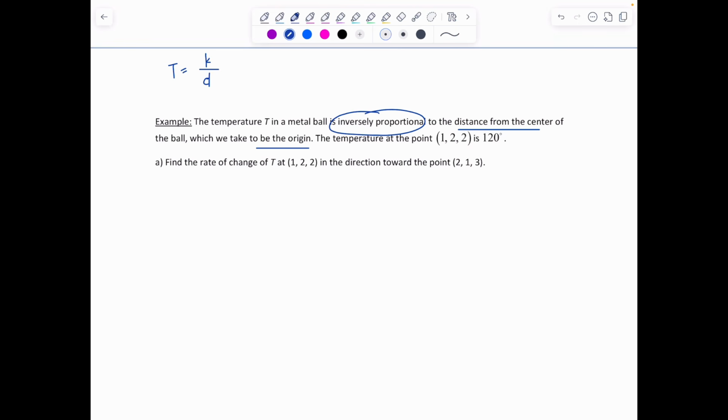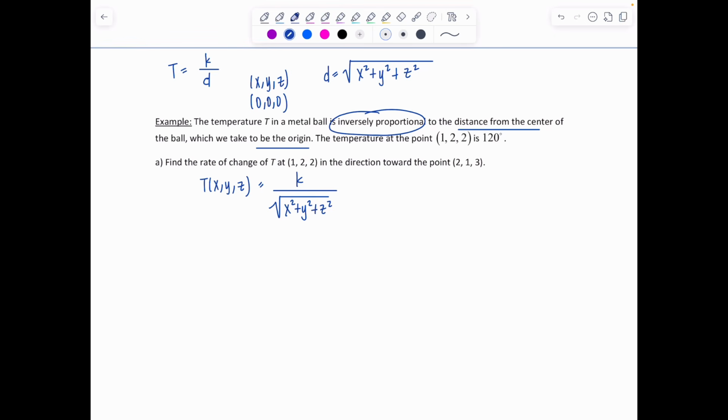Well, can we figure out how to represent D in terms of our placement on the metal ball, x, y, z? Why, of course, D is the distance from some arbitrary point x, y, z on the metal ball from the origin. We're just going to use the distance formula. Distance is going to be the square root of x minus 0 squared plus y minus 0 squared plus z minus 0 squared. Oh, so we can say T of xyz is equal to K over the square root of x squared plus y squared plus z squared.